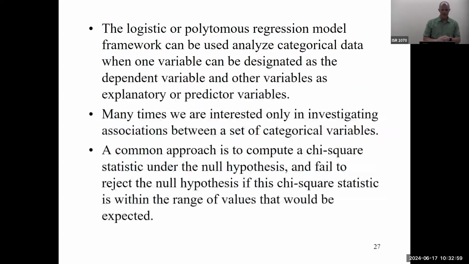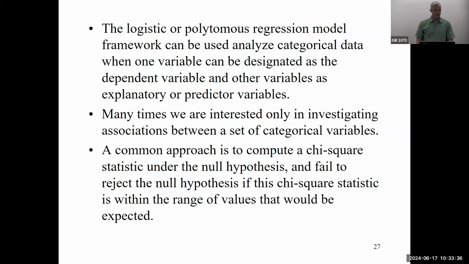Now again, I like to think of it as the row variable being the predictor, the column variable being the outcome in these kinds of tests of association. More generally, you could use a logistic or a polytomous, also known as a multinomial, regression model to analyze categorical data where you have a clearly defined dependent variable and a clearly defined predictor variable. You can use regression models in that general setting. But a lot of times we're only interested in this kind of bivariate association. Is there evidence that these two categorical variables are associated with each other in some way?